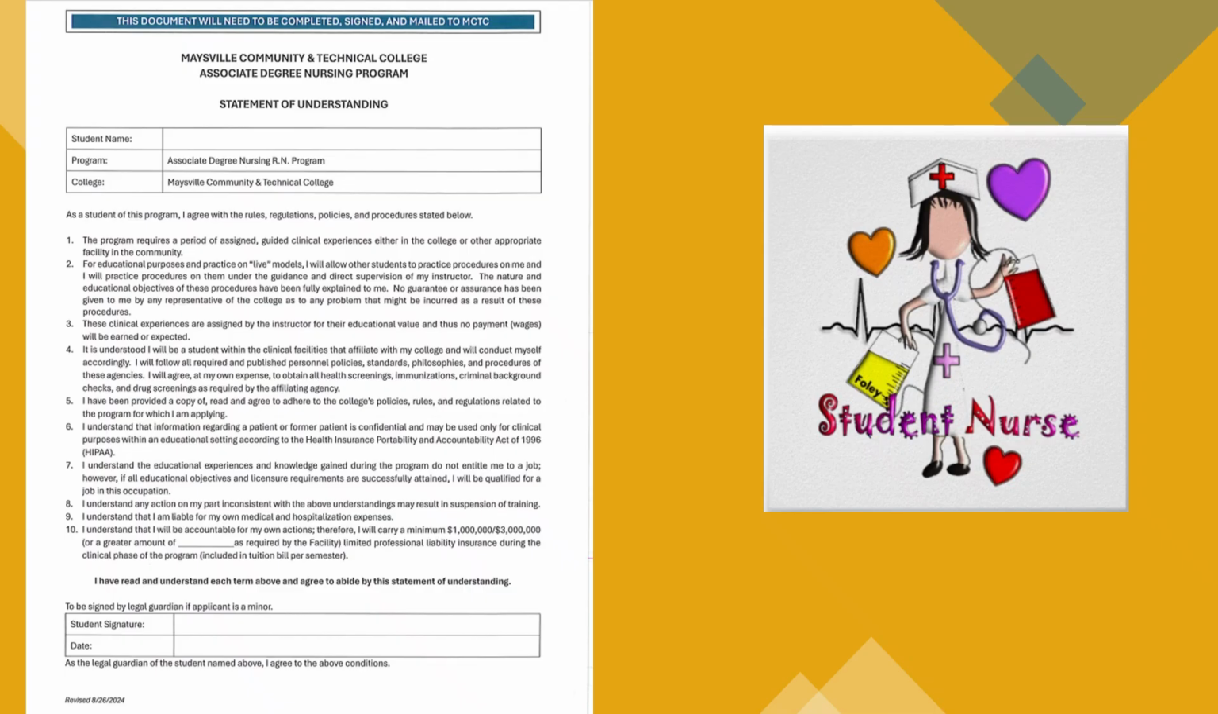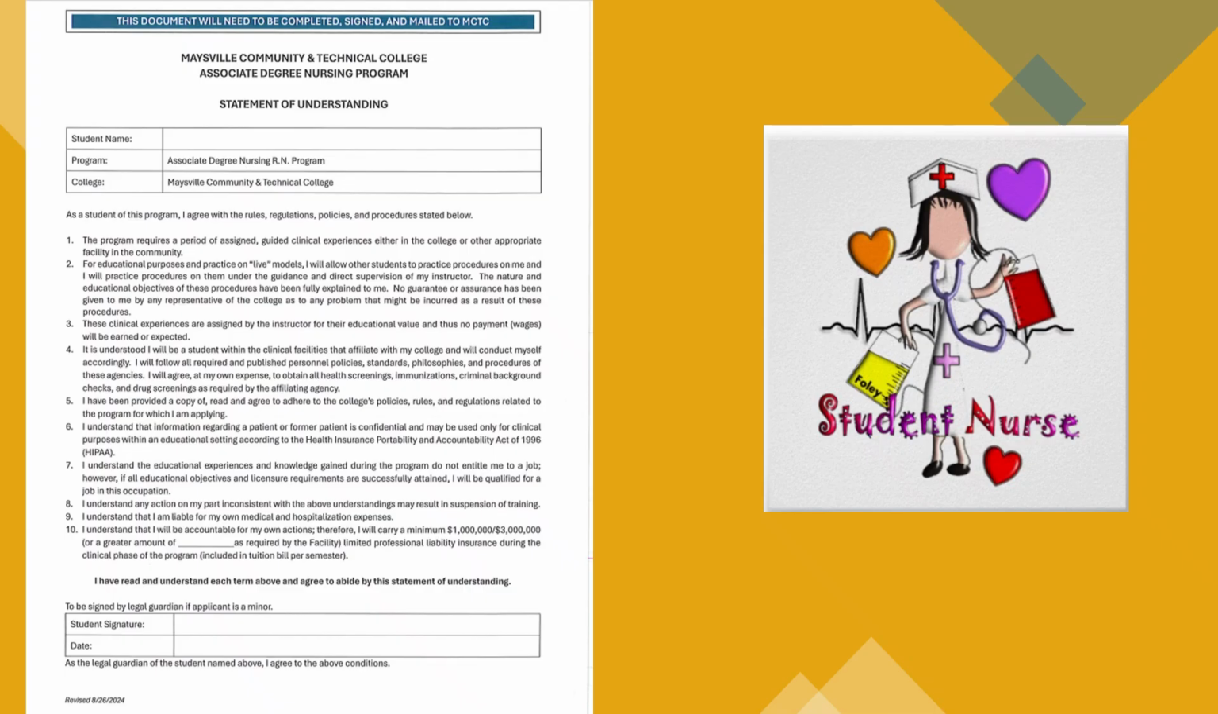I understand that I am liable for my own medical and hospital expenses, and I understand that I am accountable for my own actions. Therefore, I will carry the minimum liability insurance, which again is in your tuition cost each semester. So you say I have read and understand each term above and agree to abide by this statement of understanding, and you sign it and date it, and you'll return that with your admission packet.